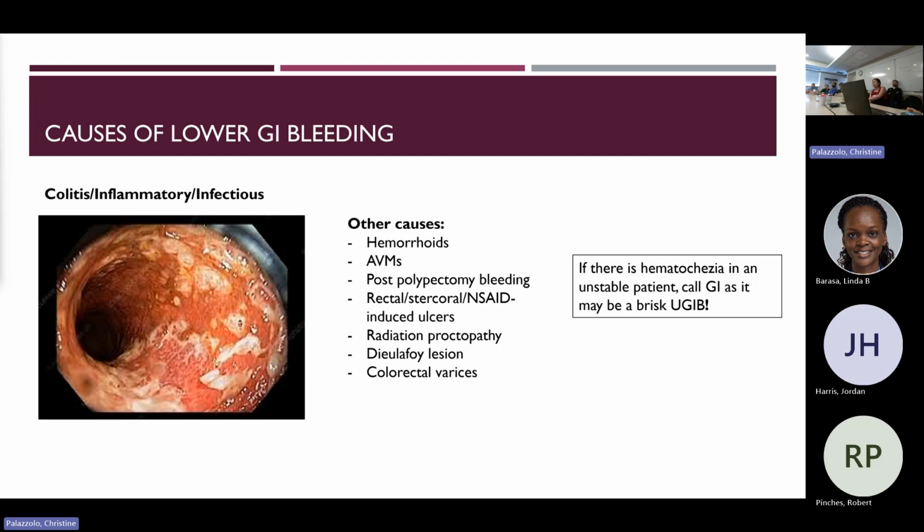Patients who have had radiation before. So always think that in your male older patients who have had prostate radiation, we see that a lot as well, radiation proctitis. Dieulafoy can happen here as well. Less likely, don't see this as frequently, but colorectal varices. And then something to always remember, if someone's having hematochezia and they are unstable, let us know because it could be a very brisk upper GI bleed, and we would at least want to do an upper EGD to rule that out.